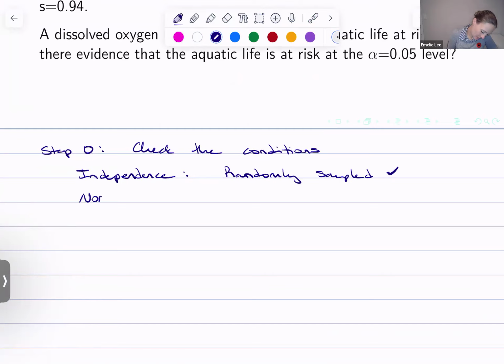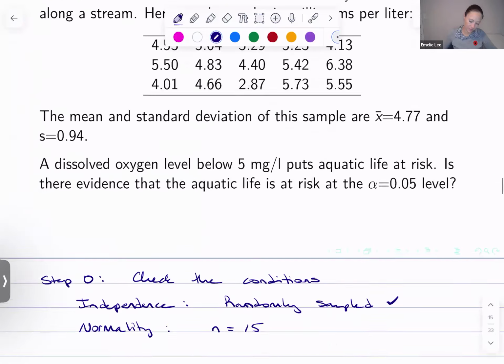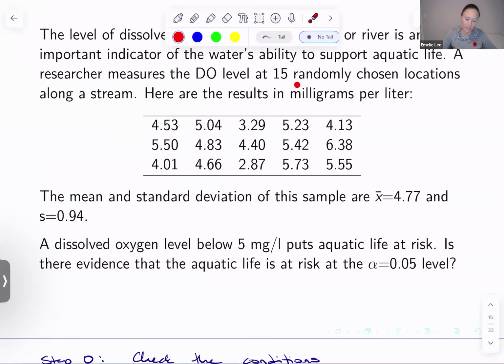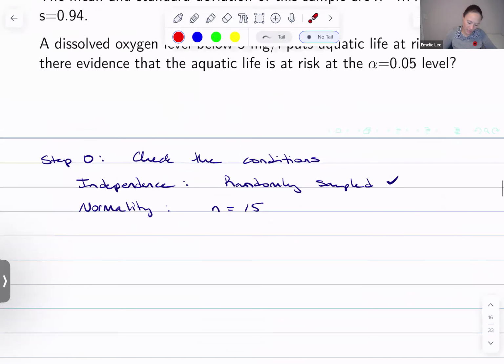The normality condition, n is 15, right? We only have a sample of 15 randomly chosen locations, and so we only have 15 measurements. That's okay. N is 15, which is less than 30. So what do we have to assume then? So we must assume that the distribution is approximately normal.